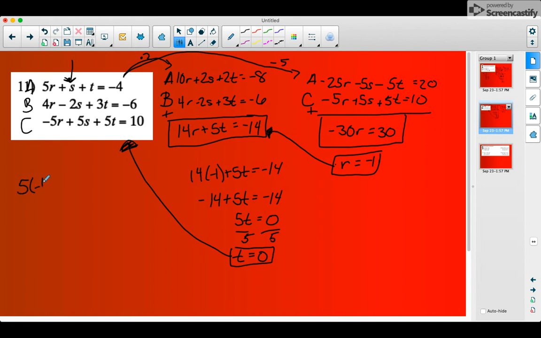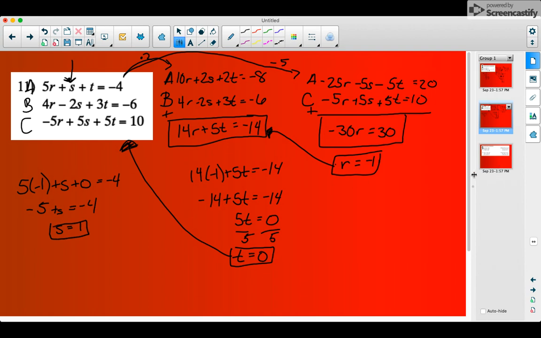So R, don't know what S is yet, plus 0 equals -4. So -5 plus S equals -4. Add my 5s, and I end up with S being 1. So that one was much faster than we were expecting.